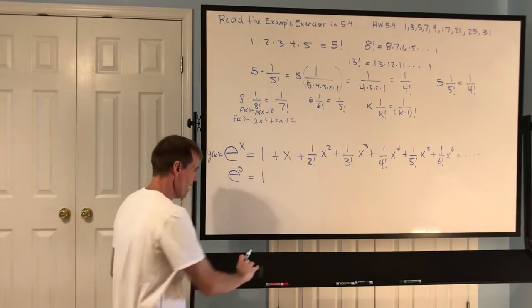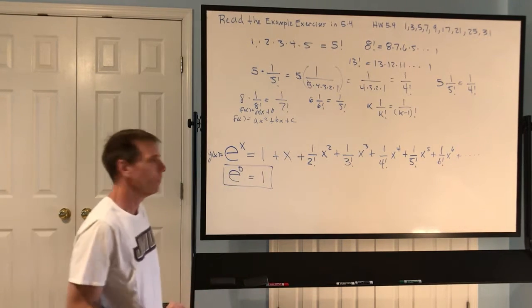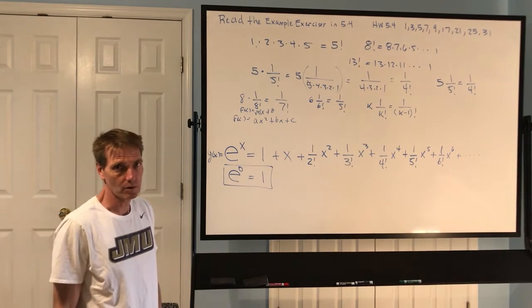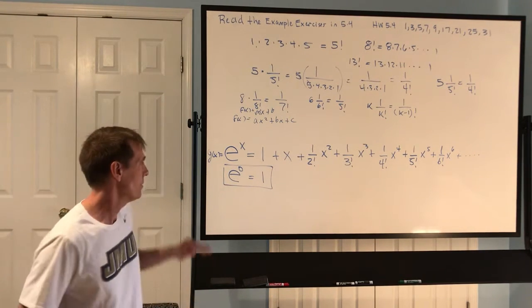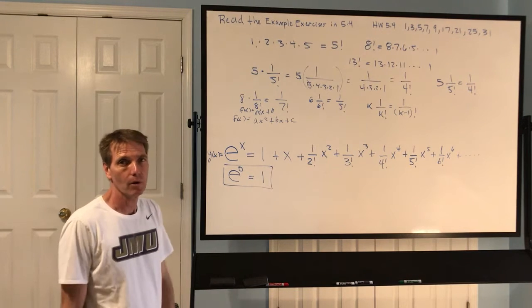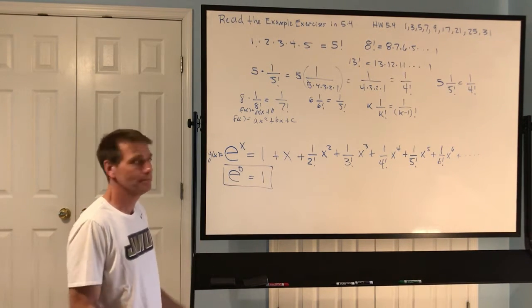And we're just going to be left with e to the 0 is equal to 1. And so this is one of the few numbers that we can actually figure out exactly what e to some power is. So e to the 0 is 1.